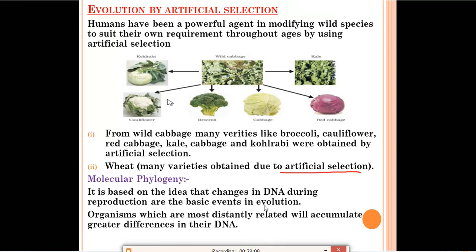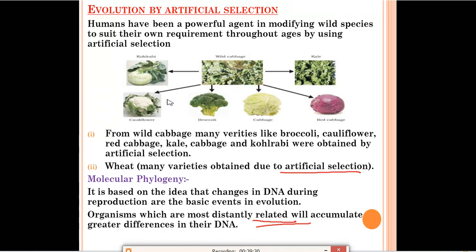During DNA copying, some changes or errors will occur in the DNA, and this is the basic event in evolution. This is the basis of evolution. Organisms which are more distantly related will accumulate greater differences in their DNA.